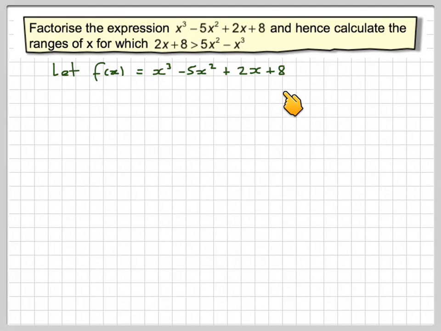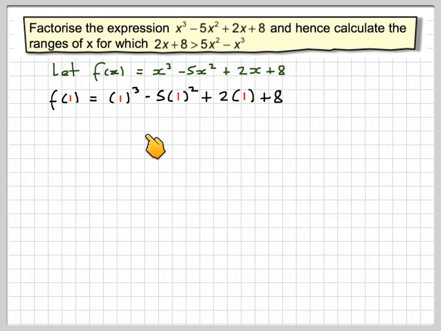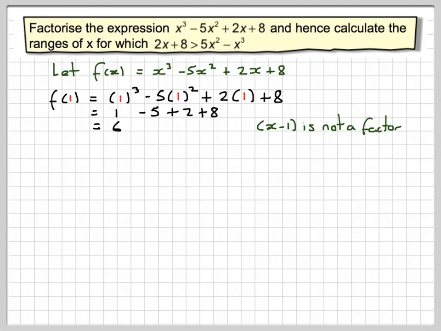So if we look at the 8 here, the numbers that go into 8, because this is 1 at the front, are plus or minus 1, plus or minus 2, plus or minus 4, or plus or minus 8. We only need to find 1 because it's a cubic. So let's try f of 1. If we substitute f of 1 in there, we get 1 cubed minus 5 times 1 squared plus 2 times 1 plus 8. So 1 minus 5 plus 2 plus 8 will be equal to 6. Therefore, x minus 1 is not a factor.